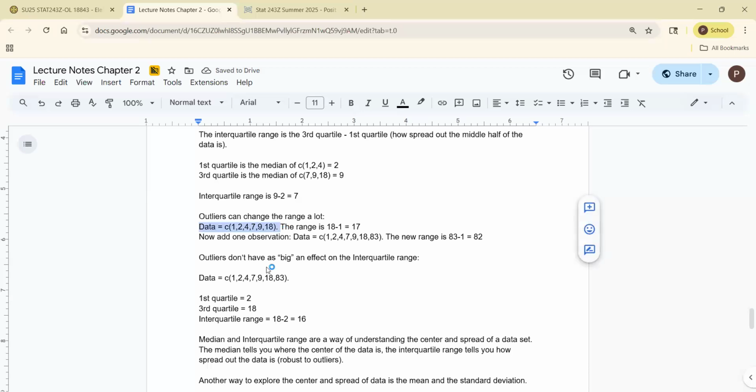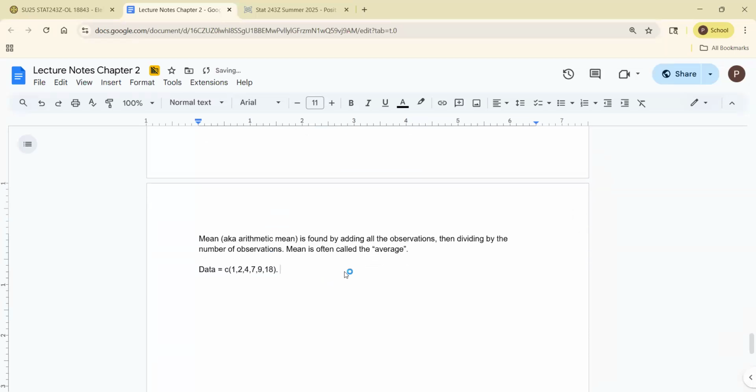Here's our data. 1, 2, 4, 7, 9, and 18. The mean is 1 plus 2 plus 4 plus 7 plus 9 plus 18 divided by, and there are 6 observations. So the mean is 6.833.